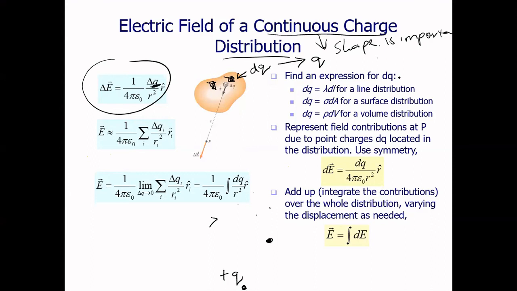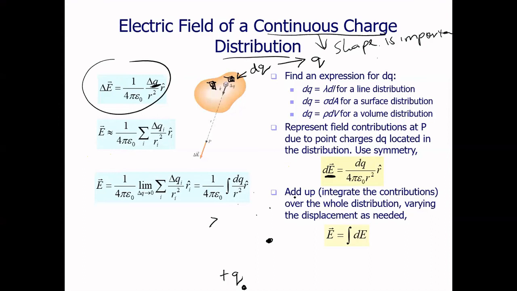The next thing is that you represent the field contribution at P due to point charges. So you assume that this dq is a point charge, and you find the expression for the electric field due to a point charge using what we have already discussed. So you say dE, which is just the contribution of this dq to the total electric field. dE will be given by this expression. dq is just a charge, and remember 1 over 4 pi epsilon naught is just k.